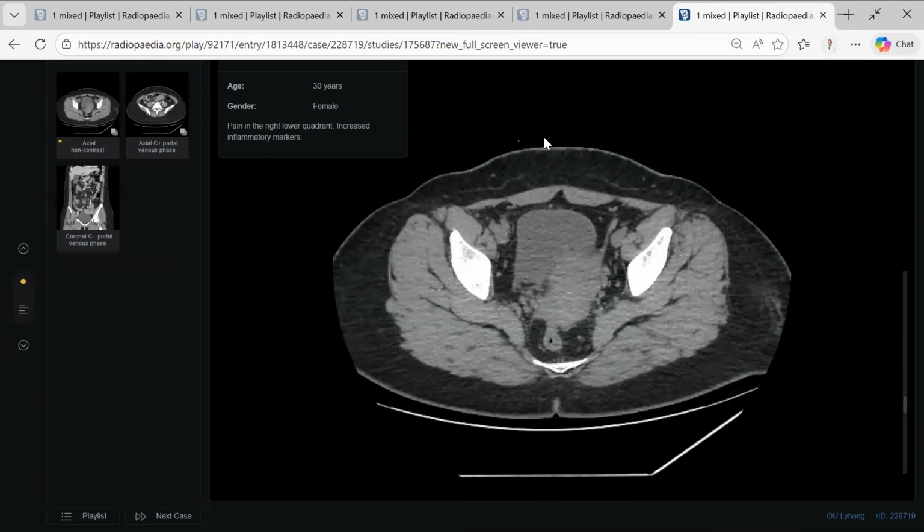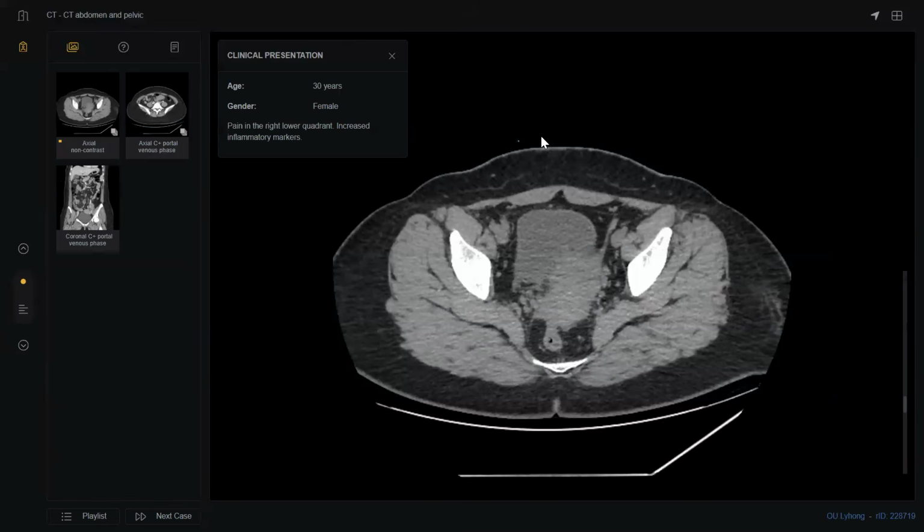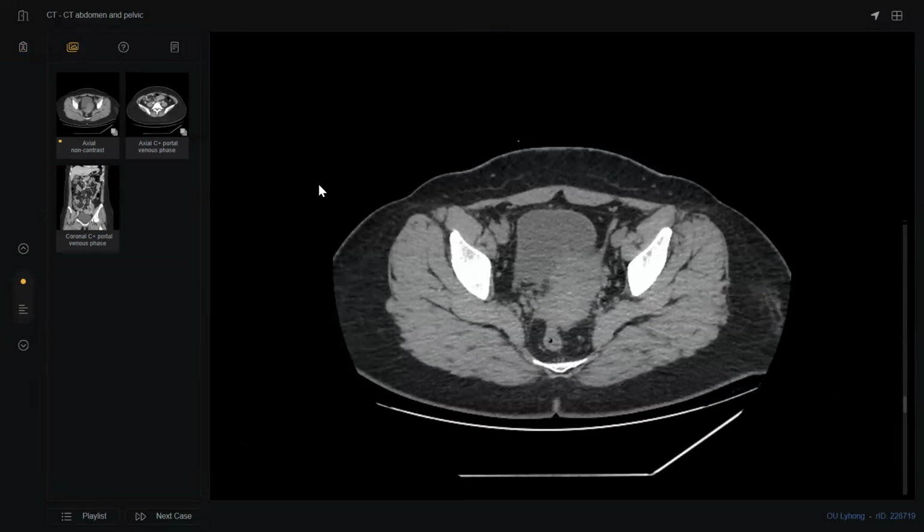Yes. Doctor, this is a 30-year-old female patient presented with right lower quadrant pain and increased inflammatory markers. Okay. Yes, sir. Requesting controls.